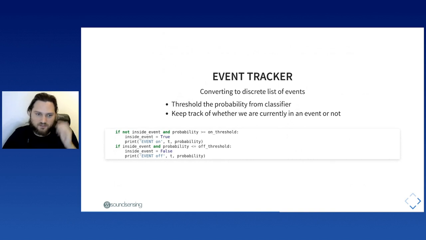The other component in our system is what we call the event tracker, which converts the continuous probabilities to a discrete list of events. And it's a very simple module. You just need to threshold, so you need to decide that if it's above a certain probability, then we will say, yes, we think this is a plop or an event. And then if you are already in such an event, it's useful to have a different threshold to detect when it stopped. Using different thresholds is useful because, if you had very small variations around the threshold, this avoids the system going on and off all the time. This is called hysteresis, and it's common in process control.